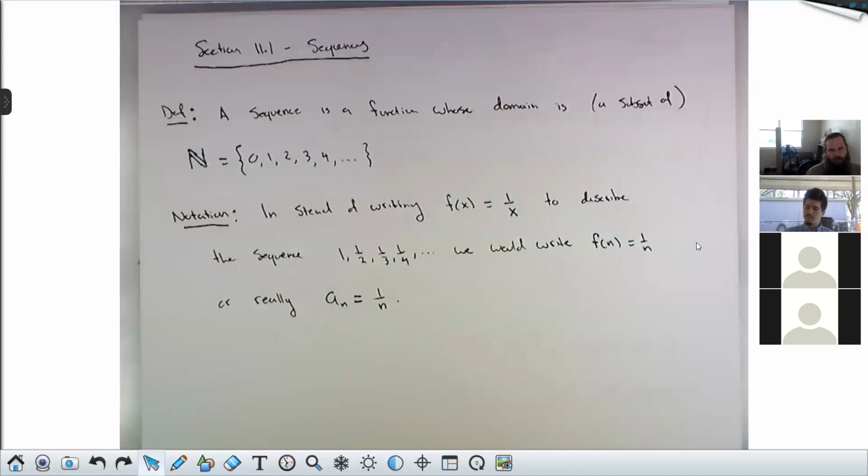Why is a good question. Computer programmers use this a lot. They still use the function notation. Sometimes they use a square bracket here instead of parentheses. But mathematicians really like the subscript notation for reasons that will hopefully make sense eventually.